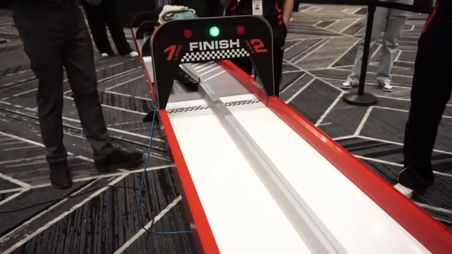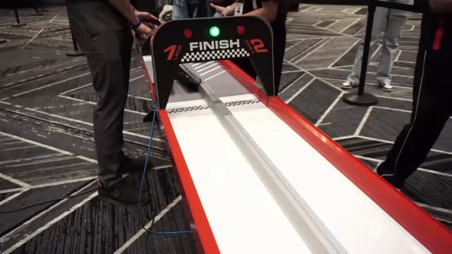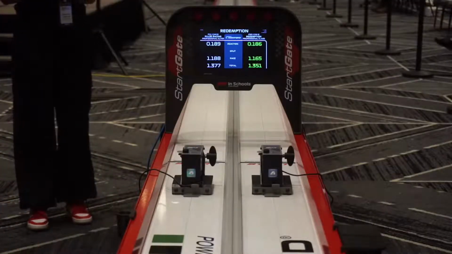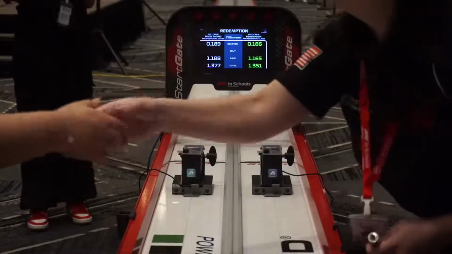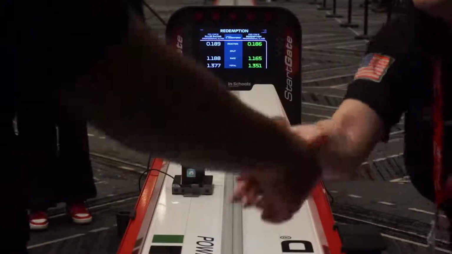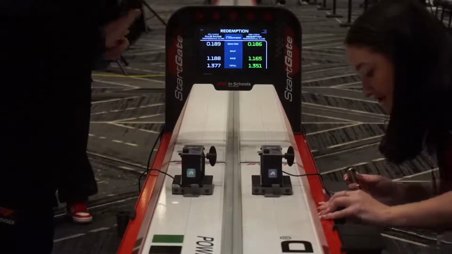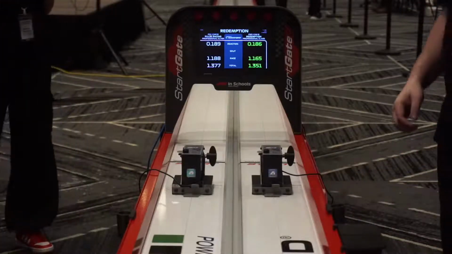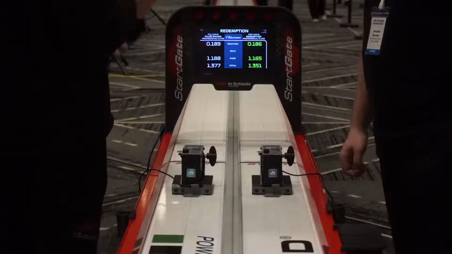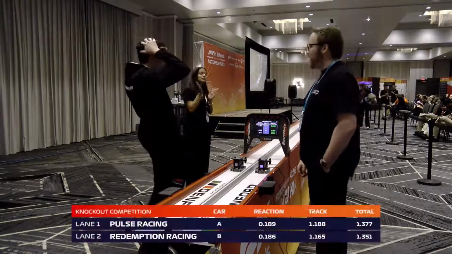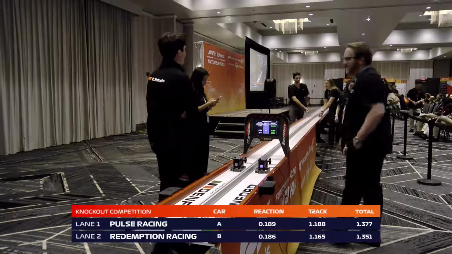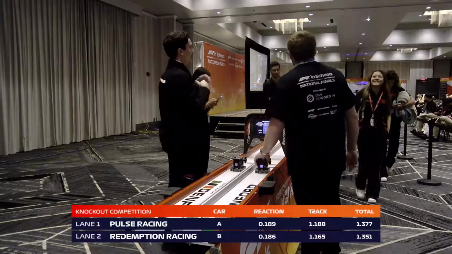Wow, Redemption with a 1.351. The previous time was a 1.353 with Redemption moving on to the finals. That was insanely close. That was 2,000ths of a second difference on that fast speed time. Can we give it up for Pulse for those incredible reaction and speed times? Congratulations for making it thus far, and incredible work on your car in that speed. But with 2,000ths of a second, Redemption makes it on through to the finale.